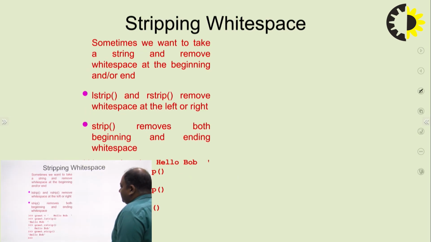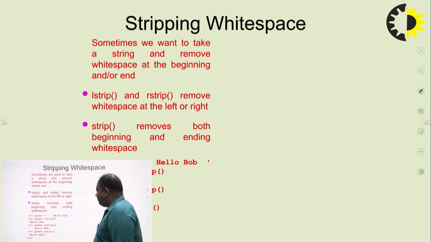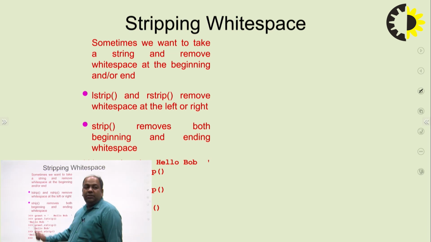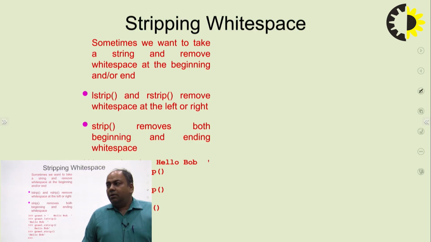Stripping white spaces, for removing the space, like hello Bob has the left space. So lstrip removes all the spaces on the left side, rstrip removes the white space on the right side, and strip removes the white space on both sides.